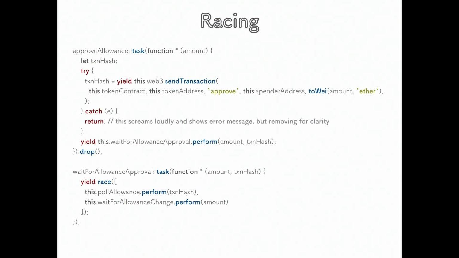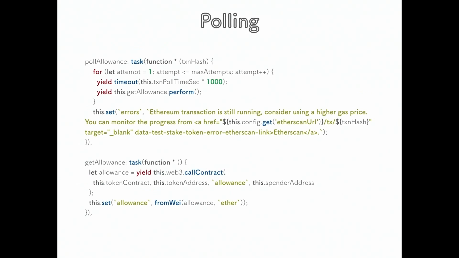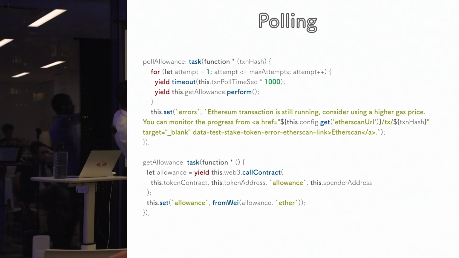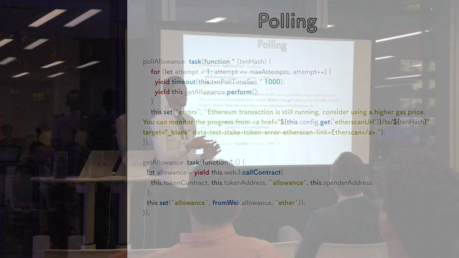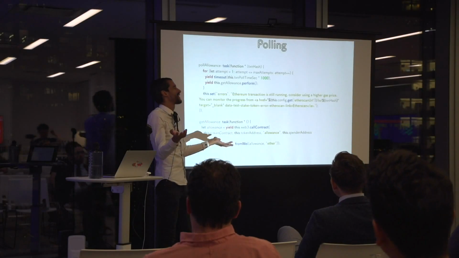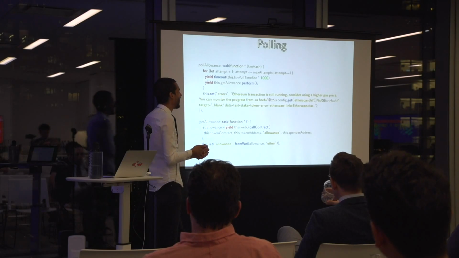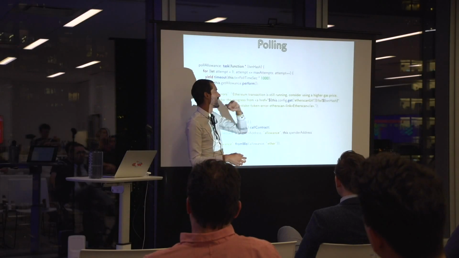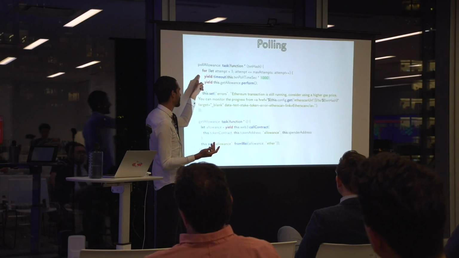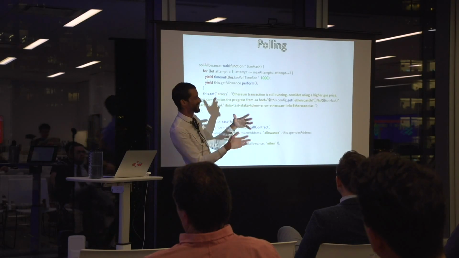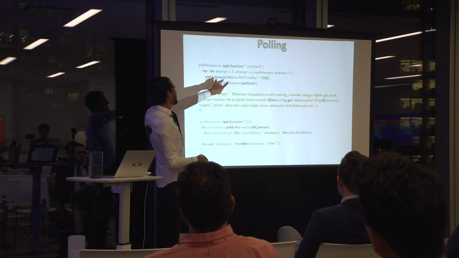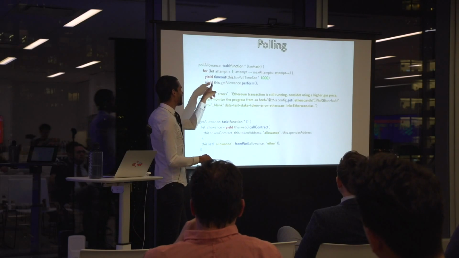OK, so let's look at the poll. So in the poll, we have it right here. And so the idea is in the poll, we have this wonderful timeout function that Ember Concurrency gives. And it just basically means exactly what it sounds like. It just waits. So the idea is that we have a for loop. We keep going until some maximum amount of time. And after that maximum amount of time, we give up. And we're just like, I don't know. You figure it out.